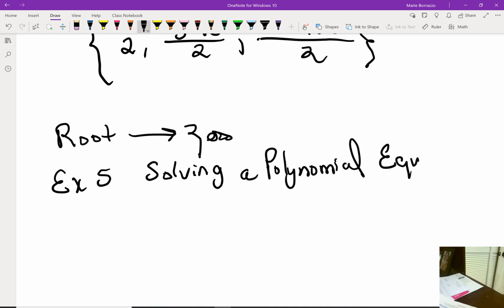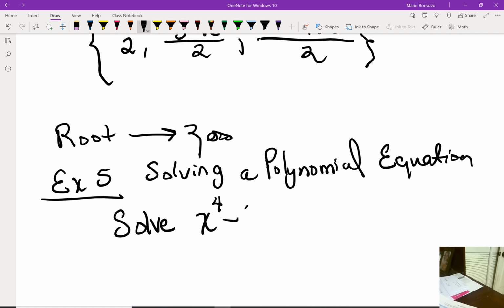heavily tested on the SAT, and a lot of you probably missed this question because you weren't paying attention to the wording. Look at what it's saying. It's saying solve, and then it's giving you x to the 4th minus 6x squared minus 8x plus 24 equal to 0. Okay?